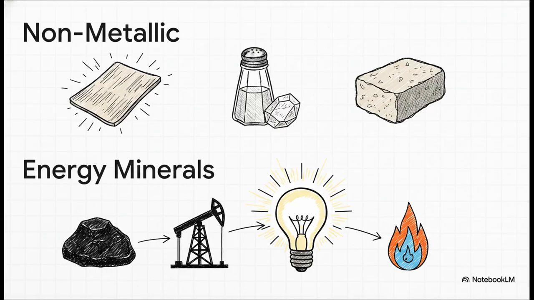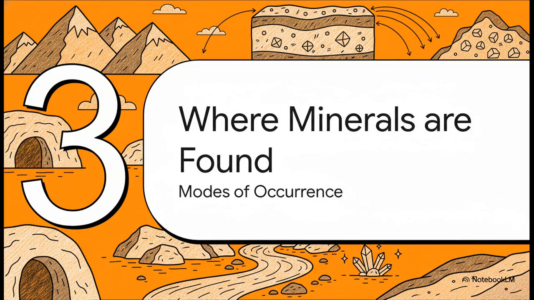The other two groups are much simpler. Non-metallic minerals, as the name tells us, do not contain metals. Think of things like mica, limestone, or even the common salt we use in our food. And finally, we have the energy minerals. These are the real powerhouses of our world. This group includes coal, petroleum, and natural gas, the fuels we use to generate electricity and run our industries and vehicles.